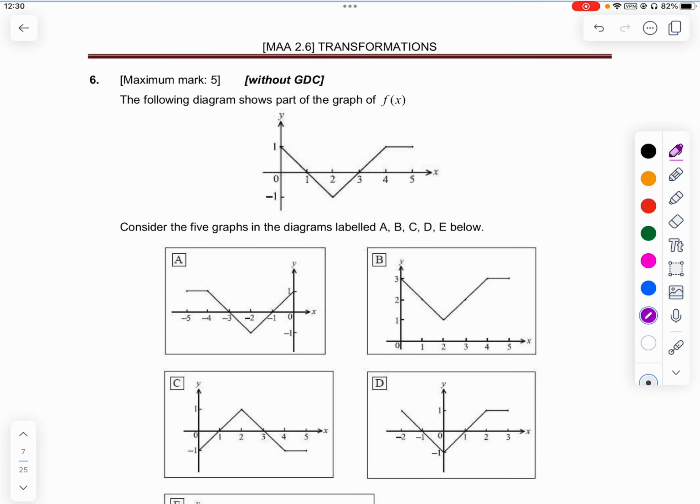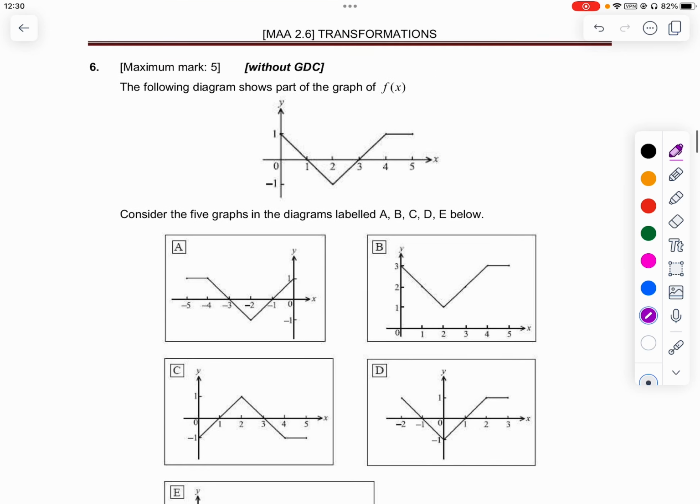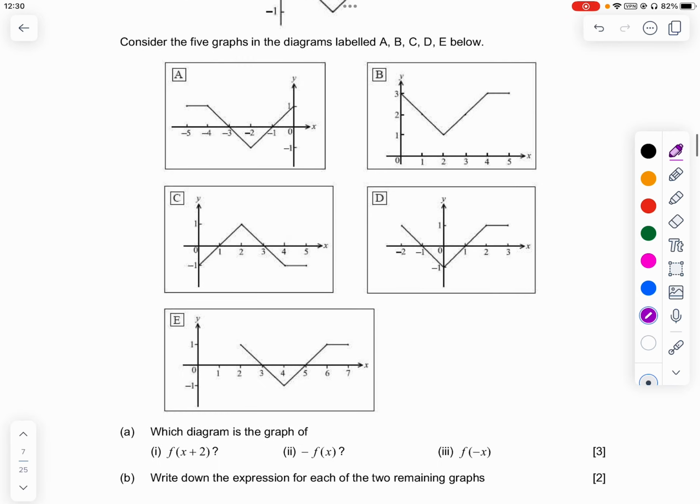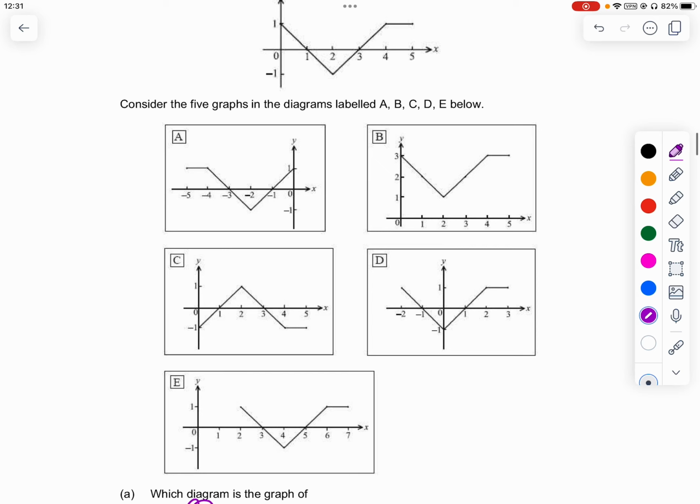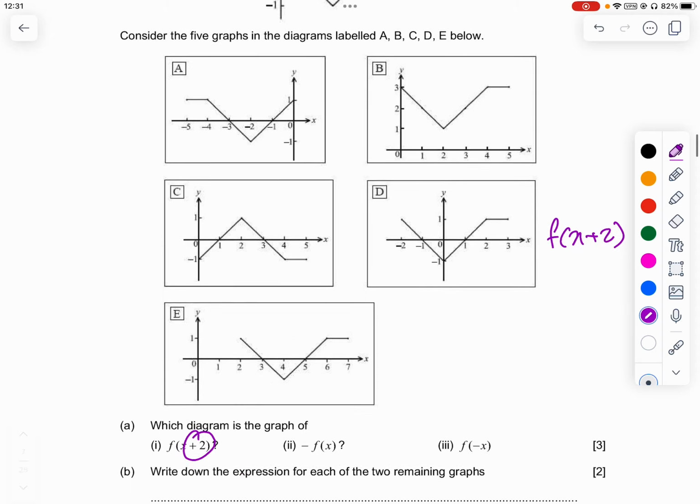Question number 6. The following diagram shows f of x. Consider the 5 graphs of this one. Then which of the following graphs is f of x plus 2? So the total graph should be moving minus 2 units. So it's going to be this one. This is f of x plus 2. Total graph moved 2 units to the right.